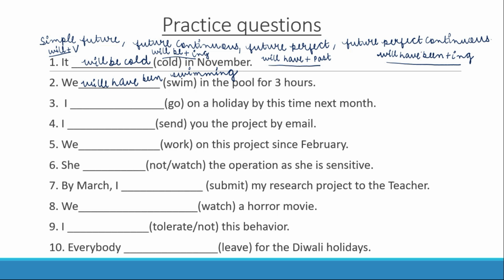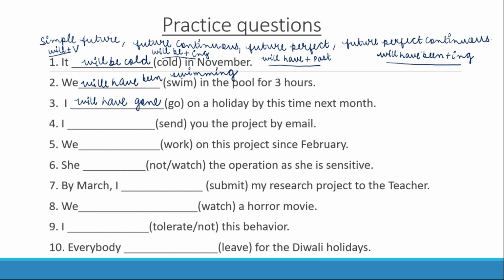Third question. I dash on a holiday by this time next month. So this is a future. And by this time I would already be there is what she's saying. So it will end in the future. If it ends in the future, it is future perfect tense, correct? So I will have plus go ka hoga gone. So I will have gone on a holiday by this time next month. मैं जा चुकी होंगी. That is why I will have gone.